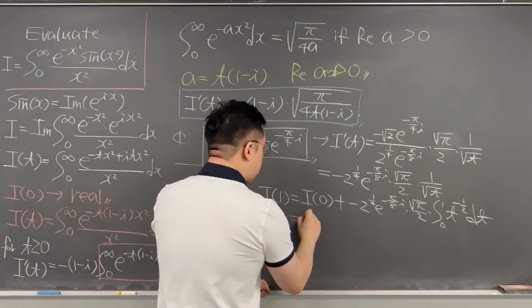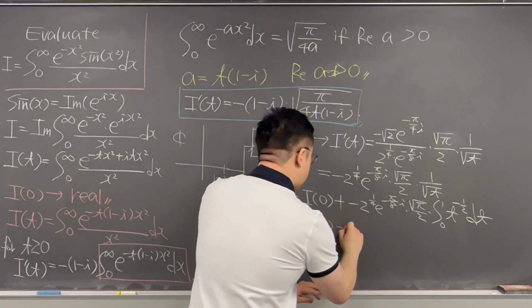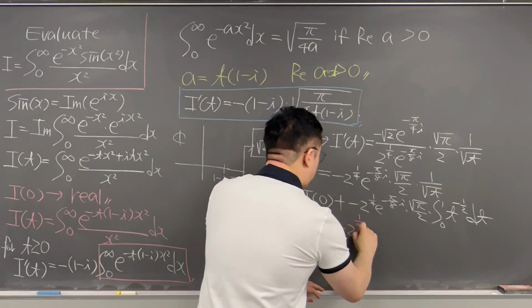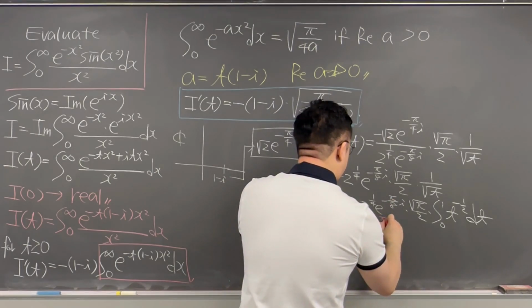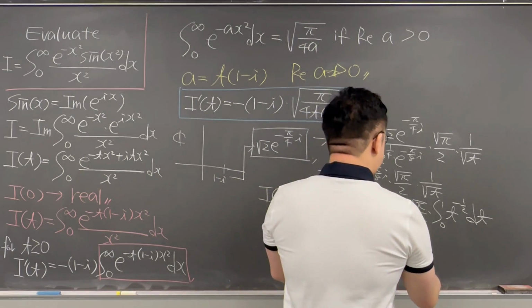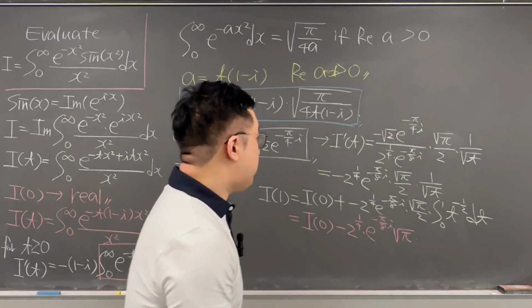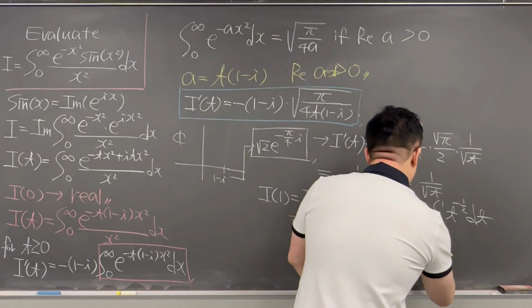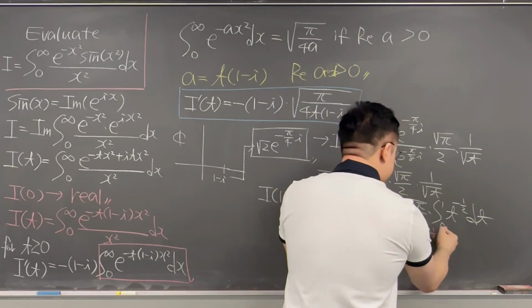Okay, so let's finalize this expression. It should be I of 0, then we should have negative 2 to the power of 1 over 4, times still e to the power of negative pi over 8 times i, times square root of pi, times t to the power of 1 over 2 from 0 to 1.